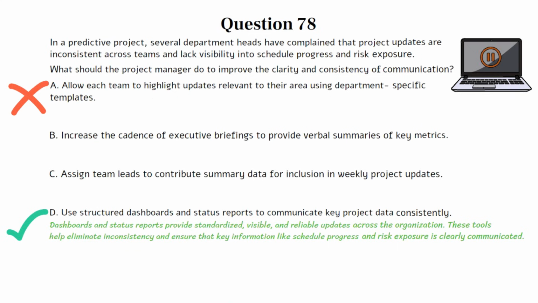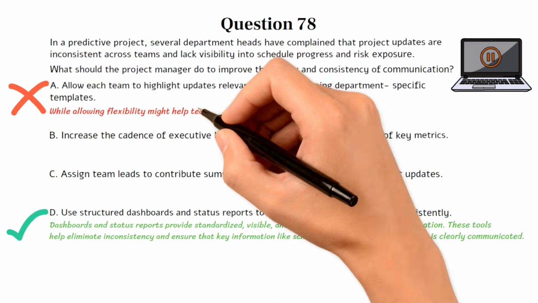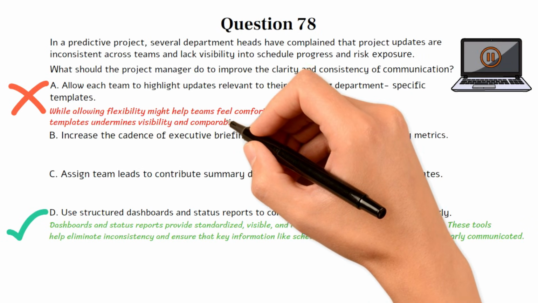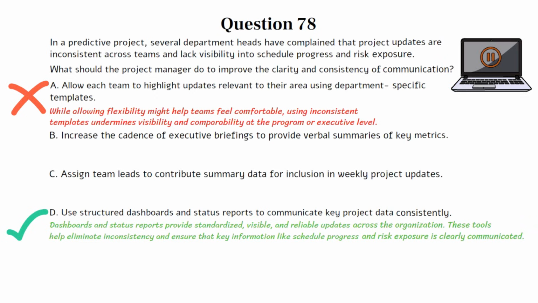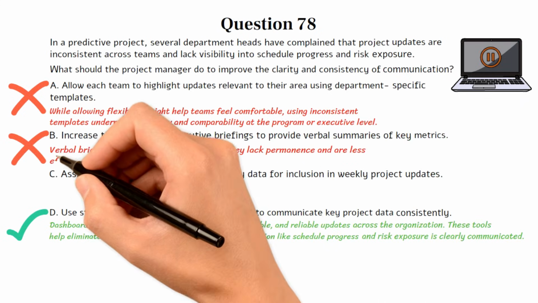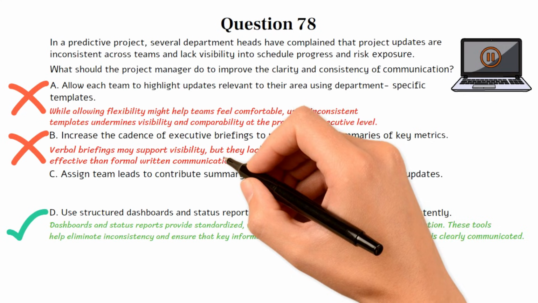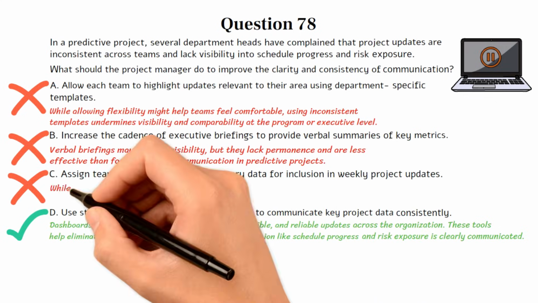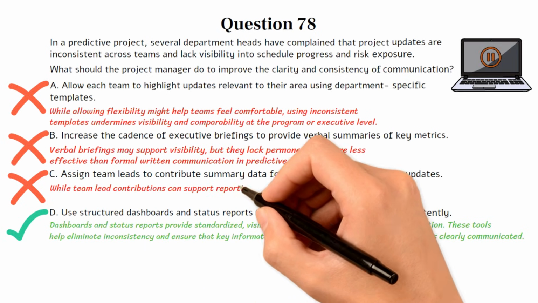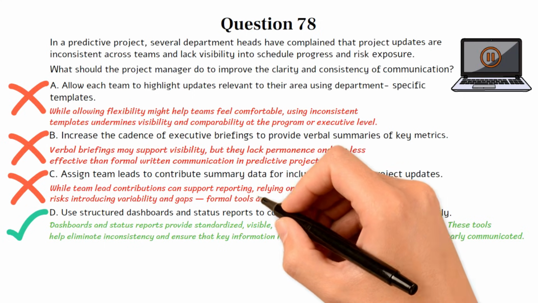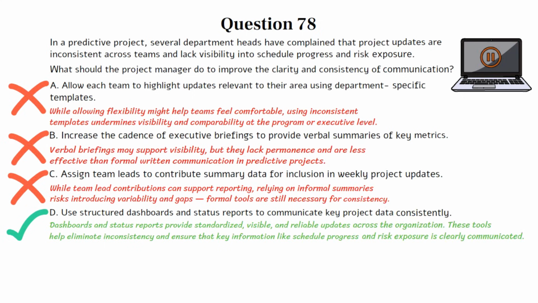Choice A is incorrect. While allowing flexibility might help teams feel comfortable, using inconsistent templates undermines visibility and comparability at the program or executive level. Choice B is incorrect. Verbal briefings may support visibility, but they lack permanence and are less effective than formal written communication in predictive projects. Choice C is incorrect. While team lead contributions can support reporting, relying on informal summaries risks introducing variability and gaps. Formal tools are still necessary for consistency.